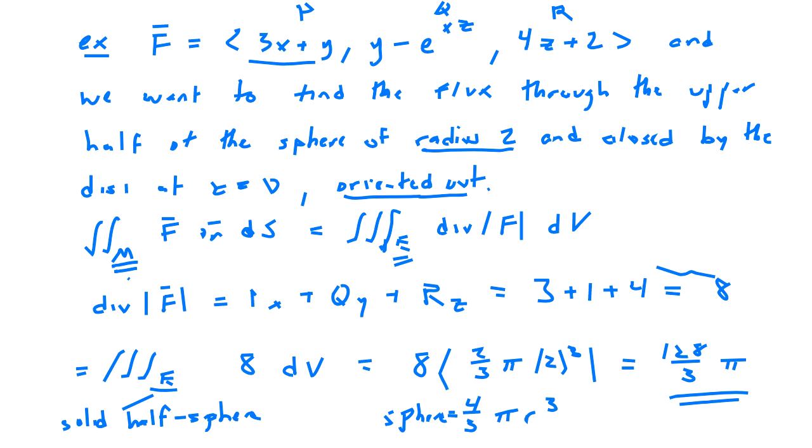So let me combine this with the last one, where we did the flow through the sphere where it's closed by the disk at z equals 0. Let me ask, how would we do it if we did not have the disk at z equals 0? So we just had the upper half of the sphere and it wasn't closed. What could we do? Which I'll write in a second.